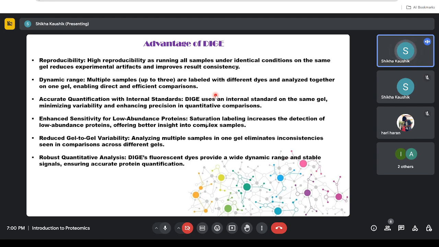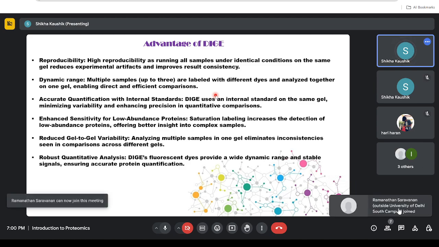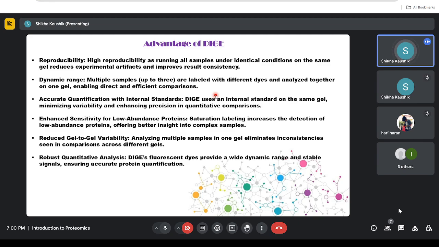So saturation labeling increases the detection of low abundant proteins, offering better insight into complex samples. When you saturate, you will definitely have a better resolution of the proteins that are present in low abundance. Then you have reduced gel to gel variability. Why? Because you are using one gel across 3 different samples.